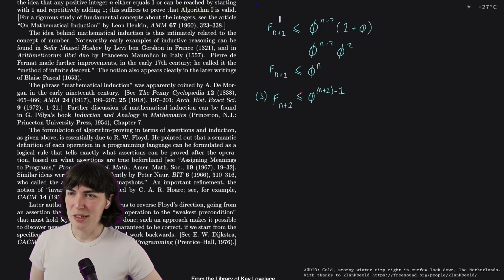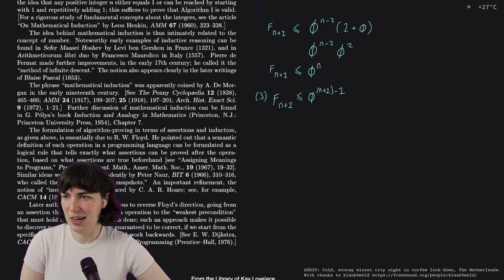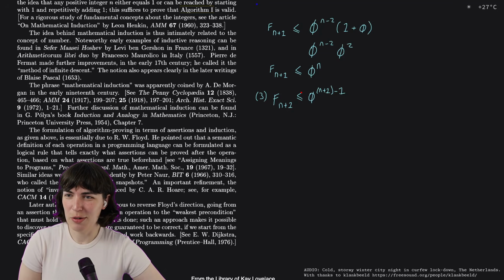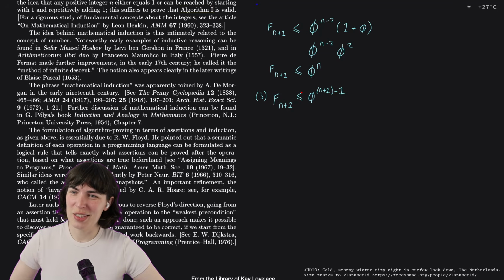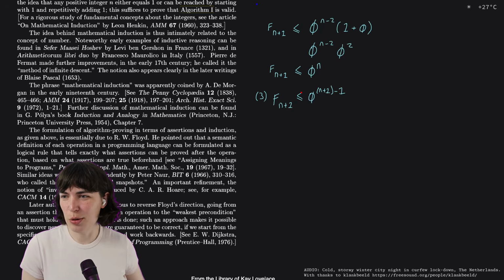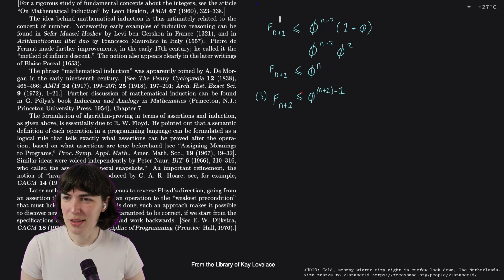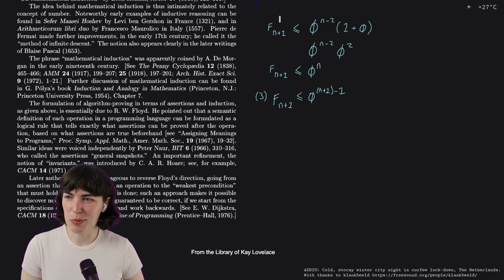The idea behind mathematical induction is thus intimately related to the concept of a number. Noteworthy early examples of inductive reasoning can be found in Sefer Masai Hoshev by Levi ben Gershon in France and Arithmeticorum Libri Duo. My Latin is not what it once was, and it never was much, by Francesco Marolico in Italy. Pierre de Fermat made further improvements in the early 17th century. He called it the method of infinite descent. The notion also appears clearly in the later writings of Blaise Pascal.